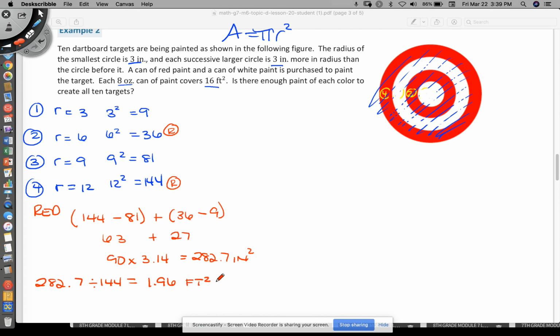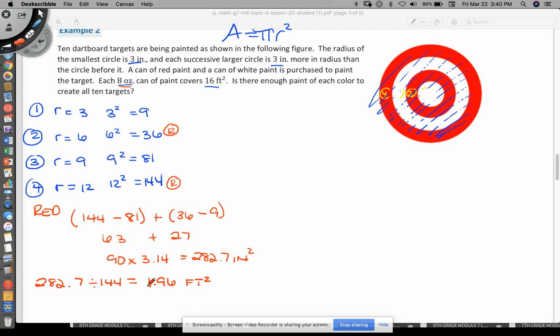Now each can has 8 ounces and it can cover 16 square feet. Let's read this up here. It says a can of red paint and a can of white paint purchased at Target. Each can is 8 ounces and it covers 16 square feet. Is there enough for each color?